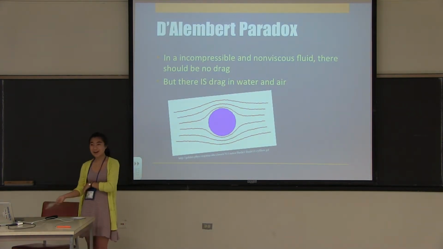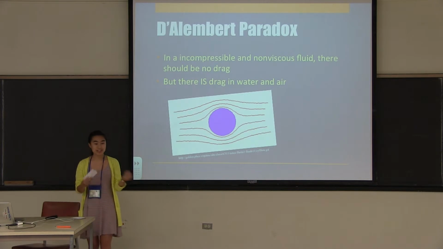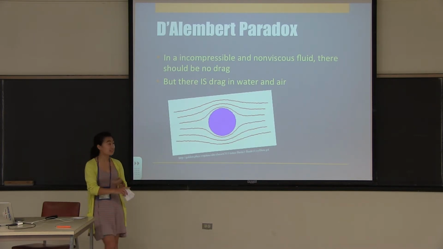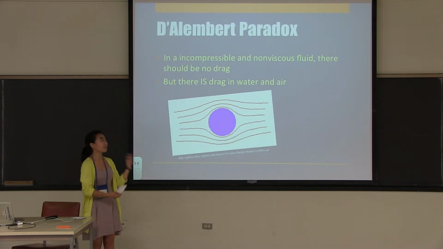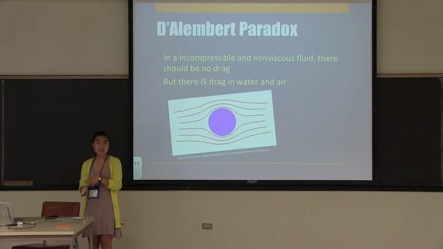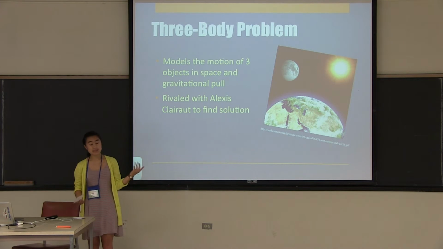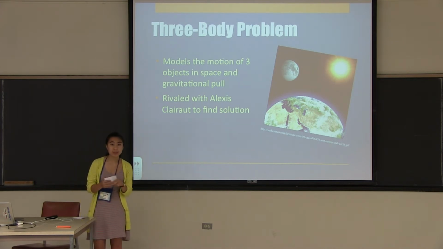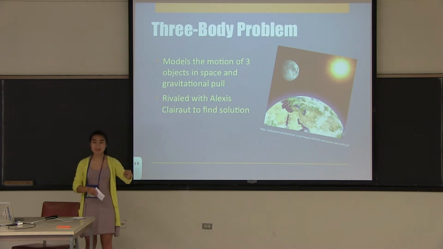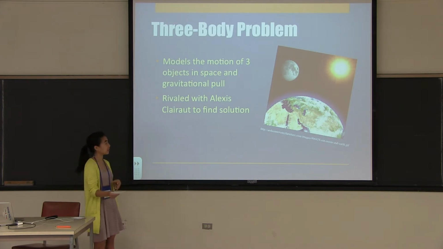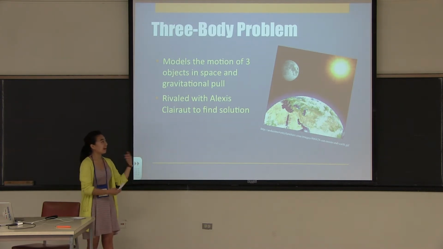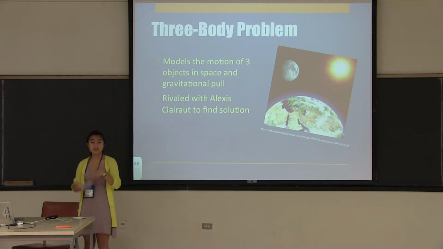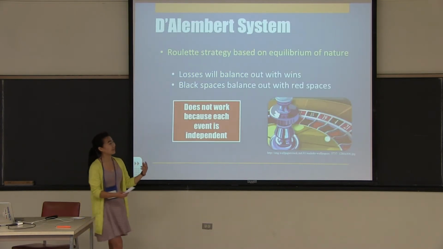And then the D'Alembert paradox is in fluid mechanics, and we actually learned about this yesterday: in an inviscid and incompressible fluid, there should be no drag mathematically. But if you try this out in real life, there actually is drag in water and air, and so he discovered that. And then he also modeled the three-body problem, which is three objects in space and their gravitational pulls with each other. He rivaled Alexis Clairaut to find the solution, and they actually didn't find the equation, but they just worked on this problem against each other.